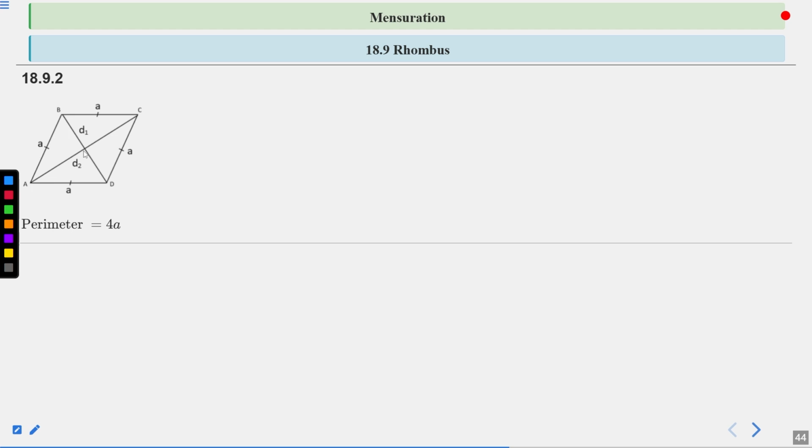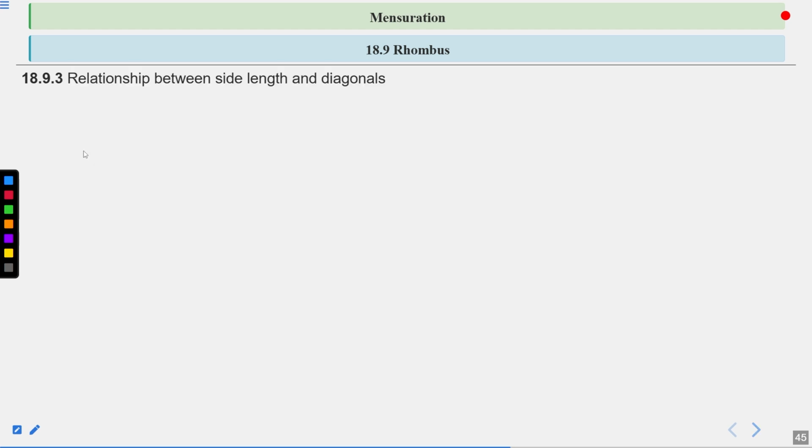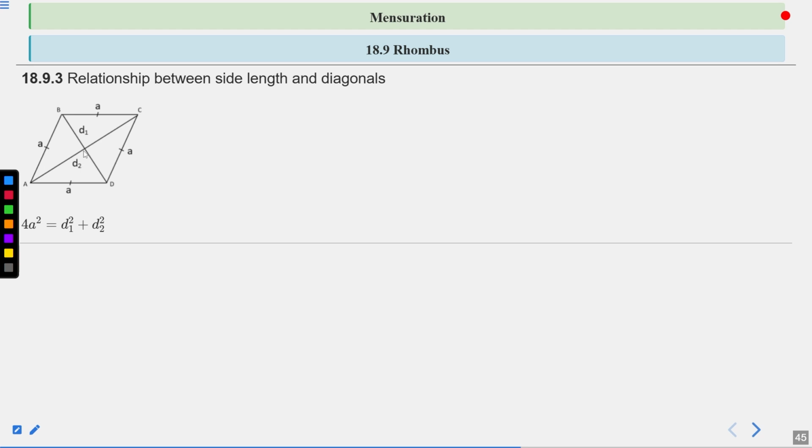Next one. Relationship between side length and diagonal. Formula is 18.9.3. This is the diagram of the rhombus and the relation between side length and diagonal. We can say that 4 side square equals diagonal 1 square plus diagonal 2 square. So if we have the diagonals, we can calculate the sum of all the squares of the four sides, square of the side multiplying by 4.